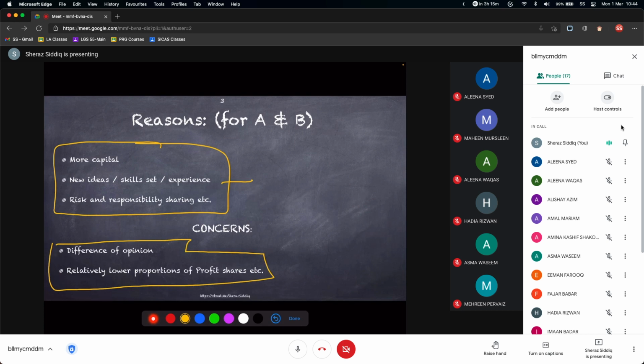And at the same time, from a financial point of view, you will share less profit compared to before. Earlier, if A and B were sharing profit between themselves, they probably had relatively higher proportions of profit to share. Now after C comes in, they will have lower profit share.